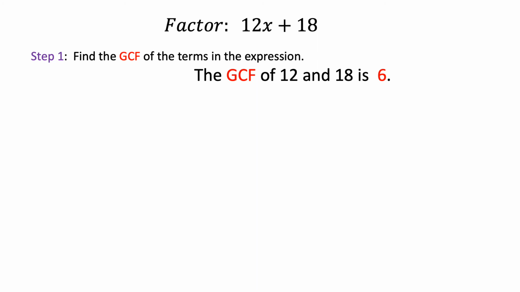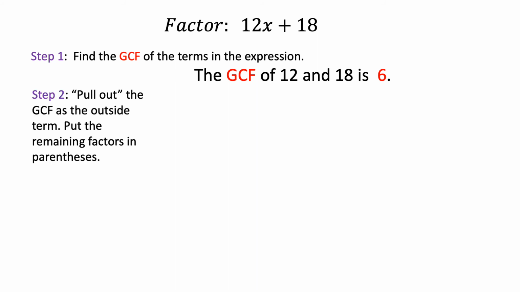Let's factor 12x plus 18. Find the GCF of the terms in the expression. The greatest common factor of 12 and 18 is 6, so we're going to pull out the greatest common factor and place it on the outside. So from 12x plus 18, we pull out a 6, the greatest common factor of 12 and 18.